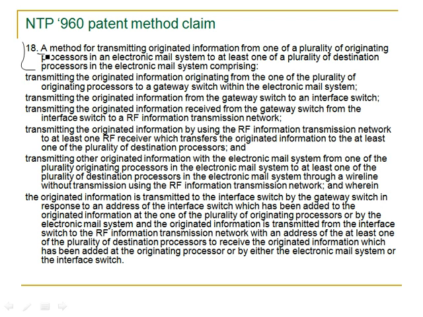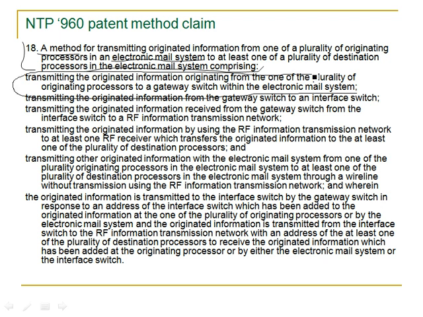A method, there's the indefinite article. Electronic mail. Ooh, where have I seen that before? One of a plurality of originating processors in an electronic mail system to at least one of a plurality of destination processes in an electronic mail system. This sounds like your patent. This claim has your name written all over it. Transmitting the originating information originating from one of a plurality of originating processors to a gateway switch within the electronic mail system.